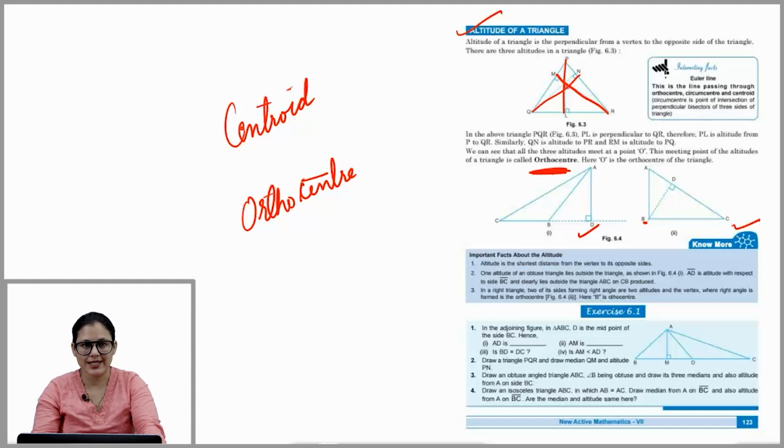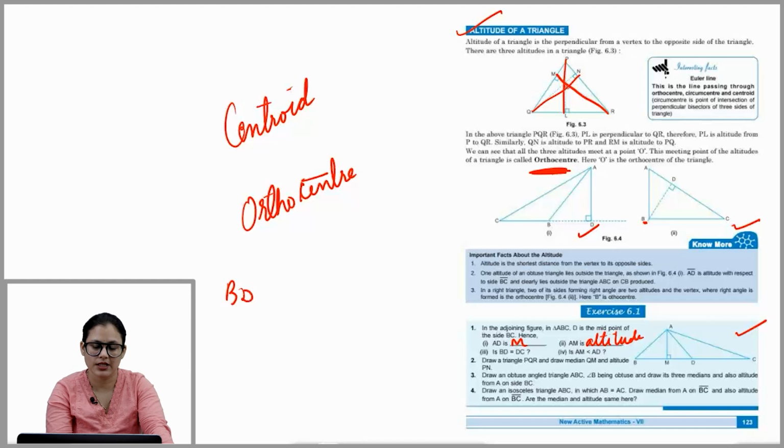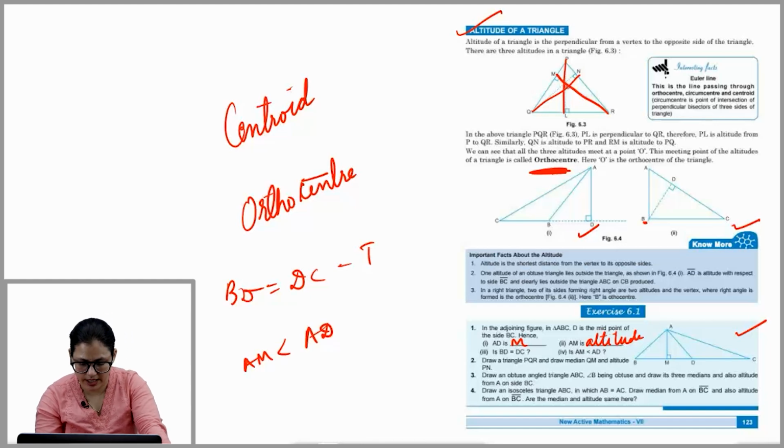Let's do exercise 6.1. Question number 1, in the adjoining figure, in triangle ABC, D is the midpoint of the side BC. Hence, AD is what? Median. AM is what? Altitude. And is BD equal to DC? Since D is the midpoint of side BC, BD is equal to DC, so true. And is AM smaller than AD? AM is smaller than AD. True, right?